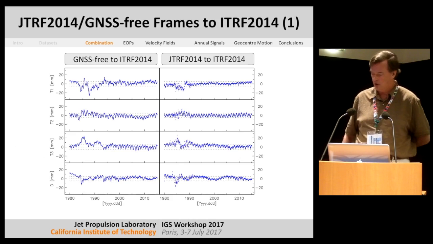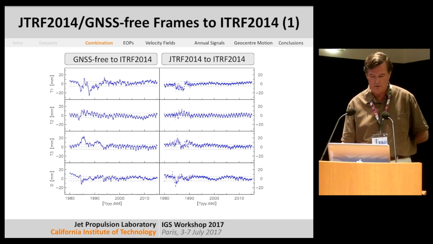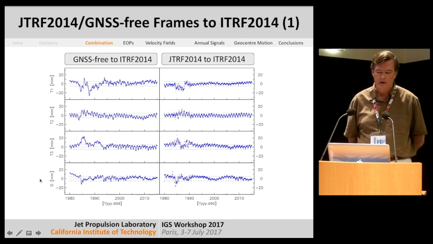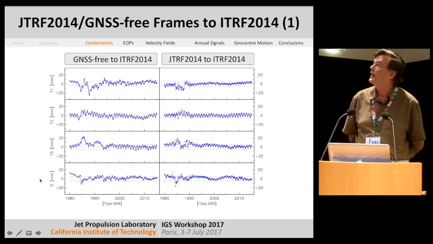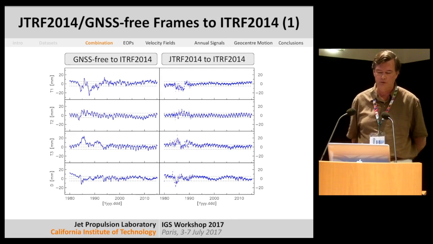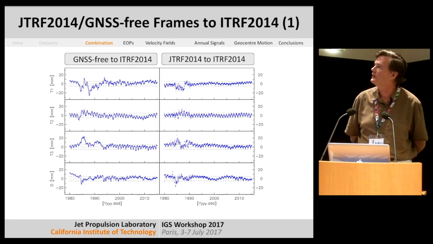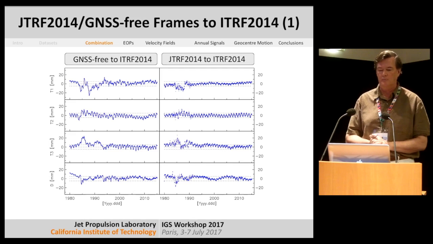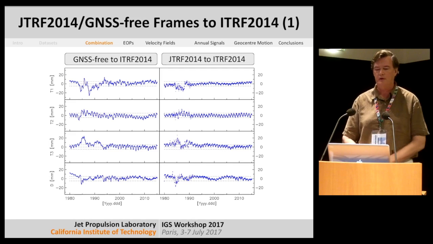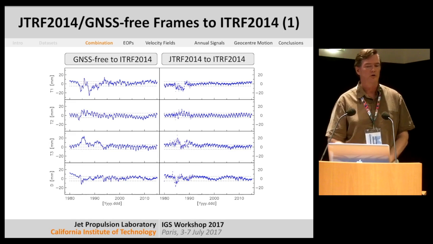So here we are comparing the translation parameters, TX, TY, and TZ, along with the scale. On the left-hand side, we have the no GNSS version, and on the right-hand side, we have JTRF 2014. And what you see is they're both pretty similar, right? The translations and the scale, compared to ITRF 2014, are pretty similar. Doesn't really matter whether you include GNSS data or not.